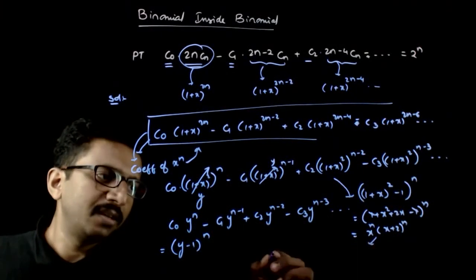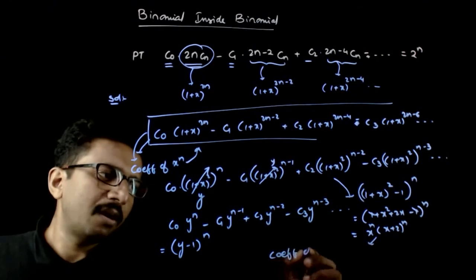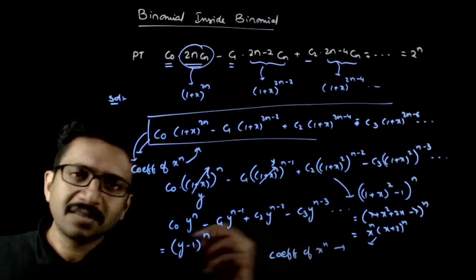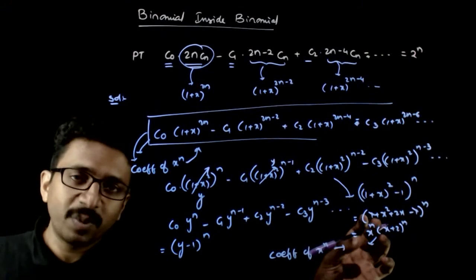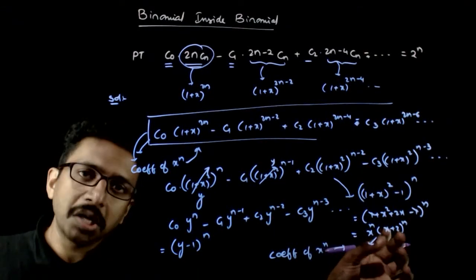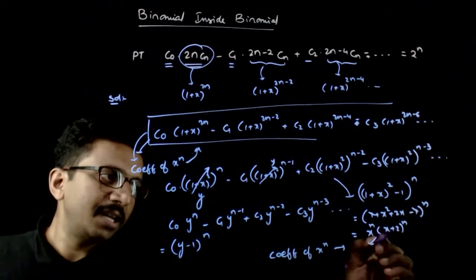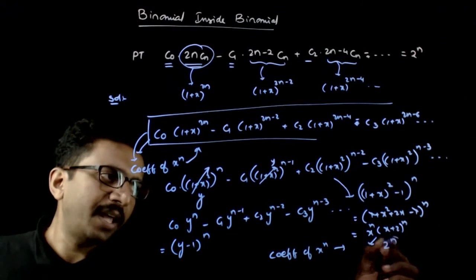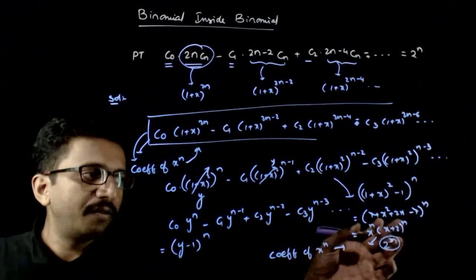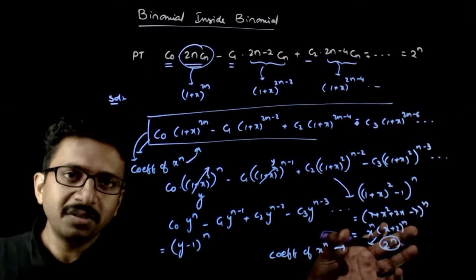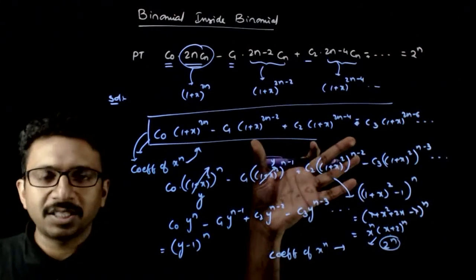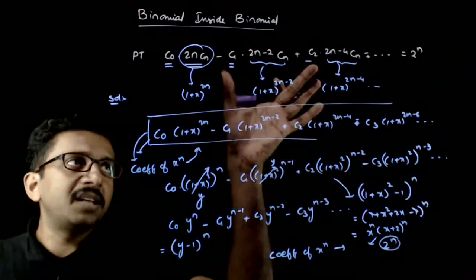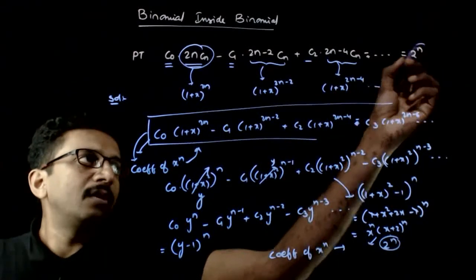So what is the coefficient of x power n in this? You already have x power n outside, so you need the constant term in (x plus 2) whole power n. The constant term is nothing but 2 power n. Hence the coefficient of x power n in this expression, which is the same as the given expression, is equal to 2 power n.